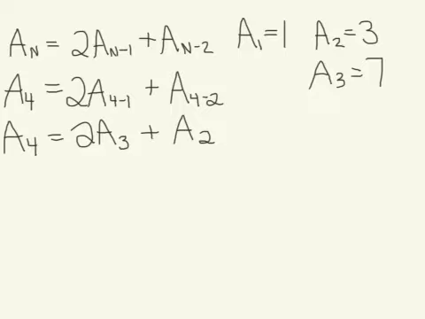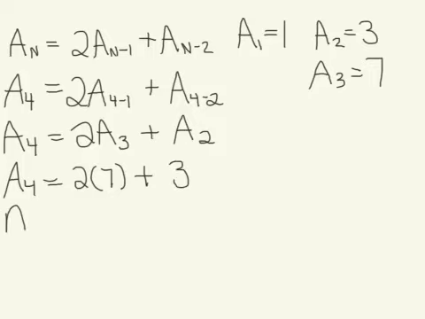And once I have that, I can now grab a2, which is right here, and a3, which I just calculated, and put a 7 in its spot. So in order to get a4, I have 2 times 7 plus 3. Or a4 equals 14 plus 3, 17.